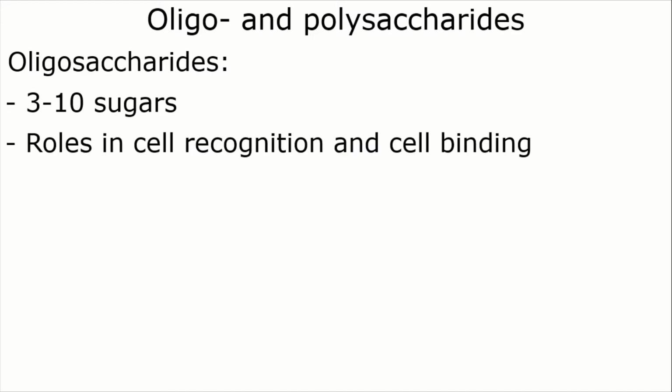Now, we don't need to know a lot of these for A-level biology, as they're not really covered too much in the AQA course, but it is important to know that they exist and a few little bits about what they do. So oligosaccharides are comprised of around 3 to 10 monosaccharide subunits, so 3 to 10 small sugars, and they have roles in cell recognition and cell binding.